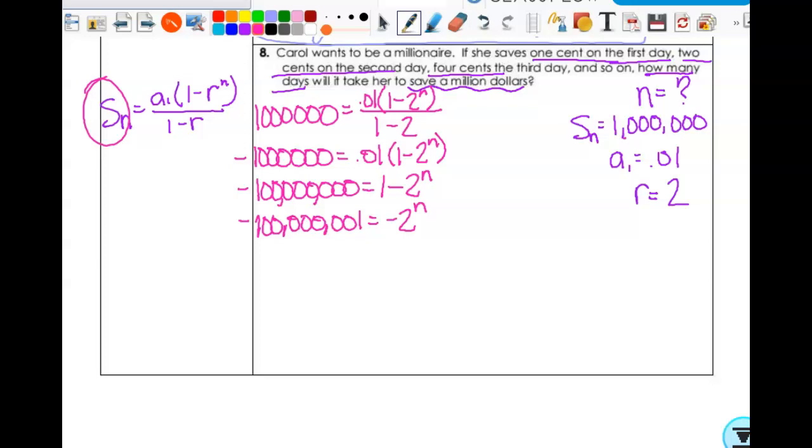So now what do I want to get rid of? The negative. So I'm going to multiply both sides by a negative, so this gives me positive 100,000,001. And that's equal to 2 to the nth power.